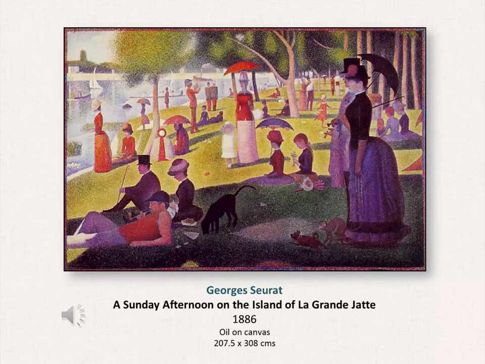The painting represents a group of Parisians at leisure on the bank of the River Seine. The figures look very mechanical and static. Many see this as the artist's interpretation of the artificiality of modern Paris at that time.